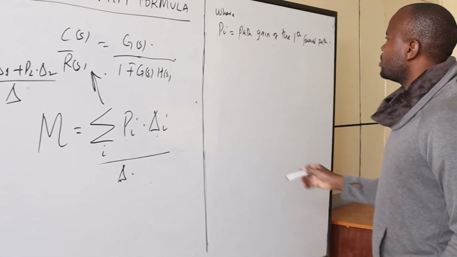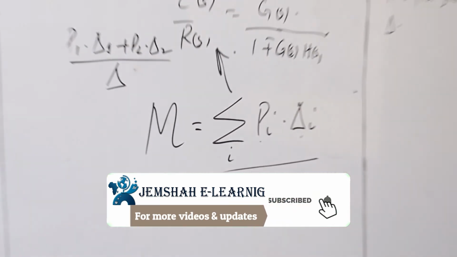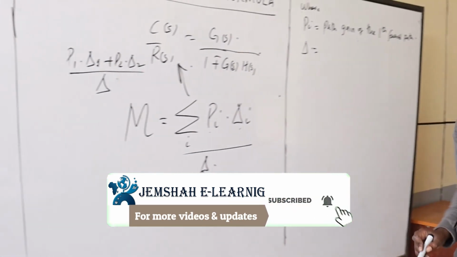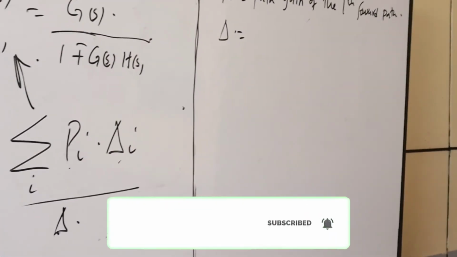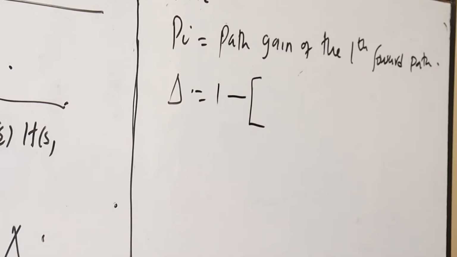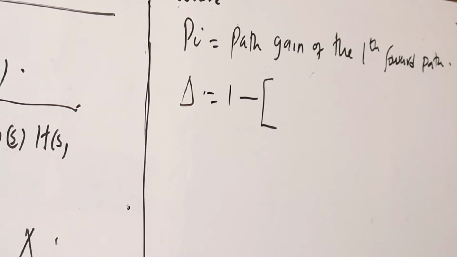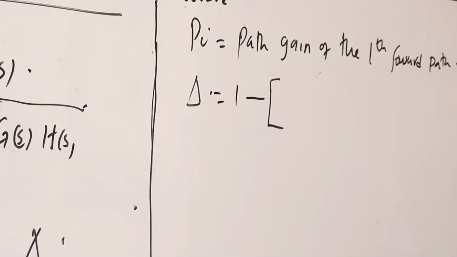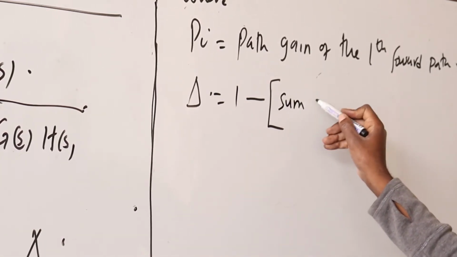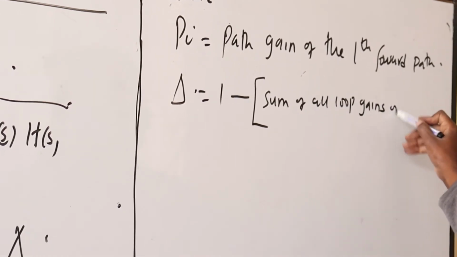Then after that, we can define the denominator, which is the overall determinant, and this is given by 1 minus the sum of all loop gains of all individual loops. So we are going to get it as 1 minus the sum of loop gains of individual loops.